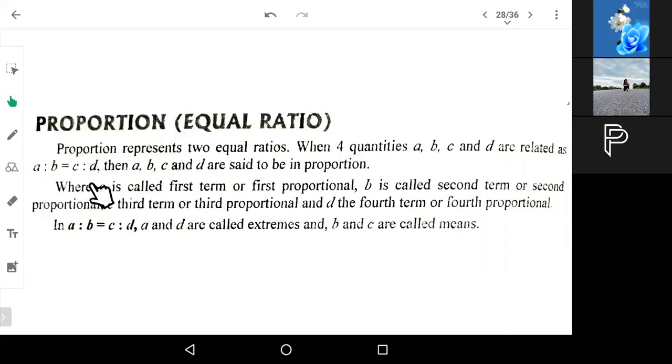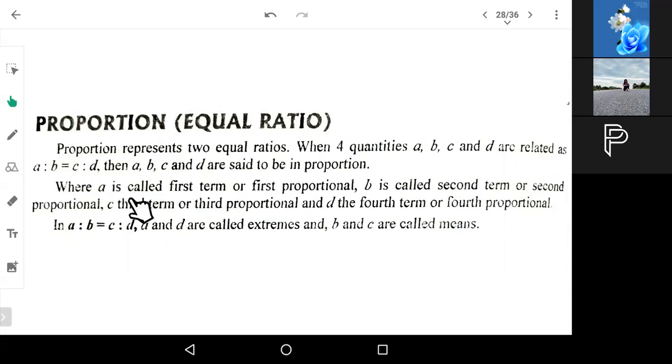Okay, A is called the first term or first proportional, B is called second term or second proportional. C is the third term or third proportional. And D is the fourth term or fourth proportional. That is the names given. So A is the first term or first proportional. B is the second term or second proportional. C is the third term or third proportional. D is the fourth term or fourth proportional. So these are the names.